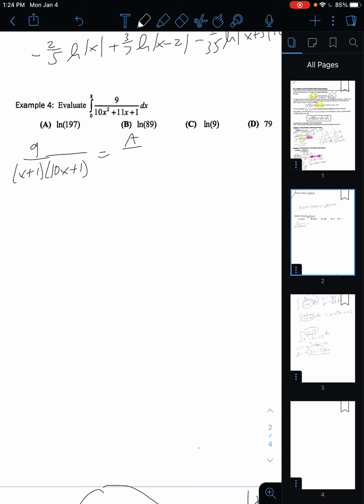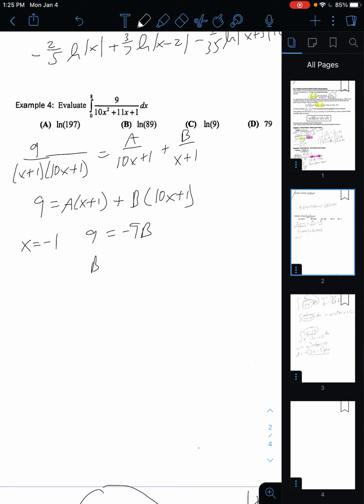So I'm going to have A over, I had this different in my notes, so I'm going to do it the way I had it. I'm going to write the 10x plus 1 first. Clear the fractions, so 9 equals A times x plus 1, and then B times 10x plus 1. I'm going to plug in negative 1 for x. So then I get 9 equals negative 9B. B is negative 1.